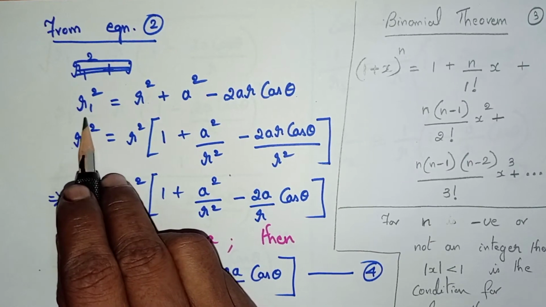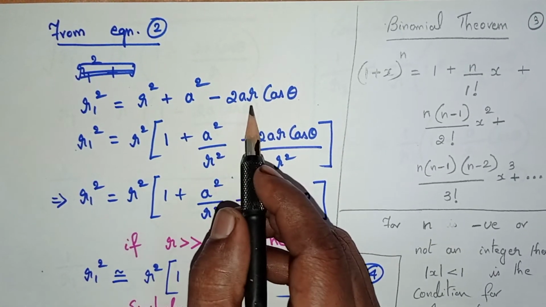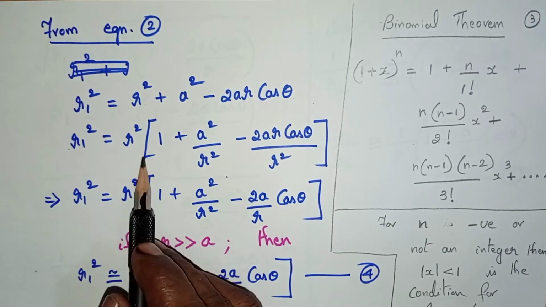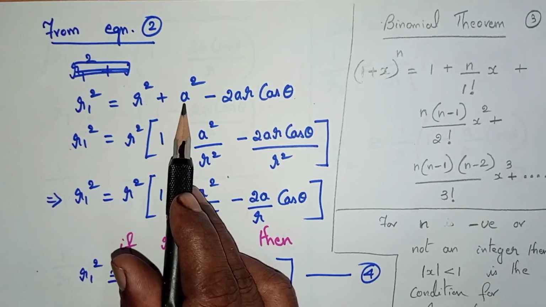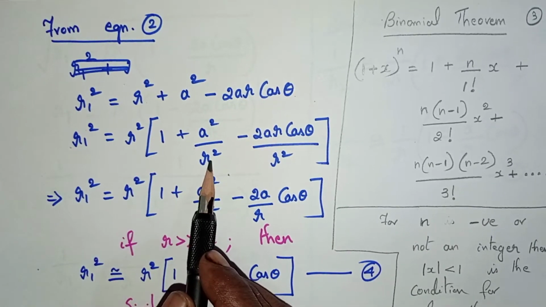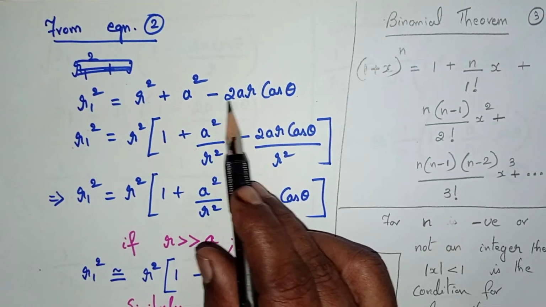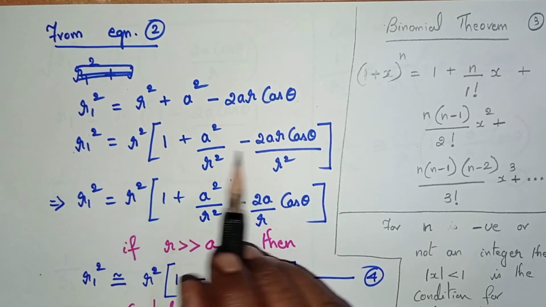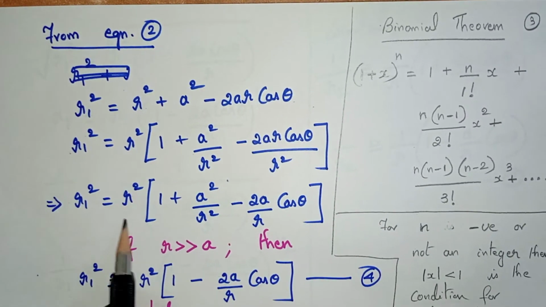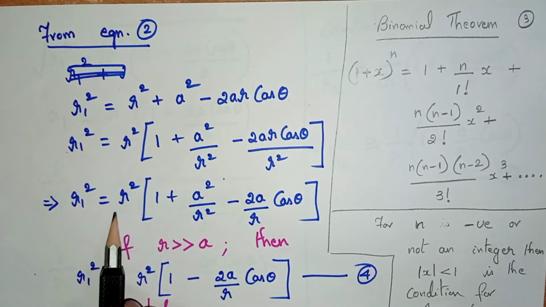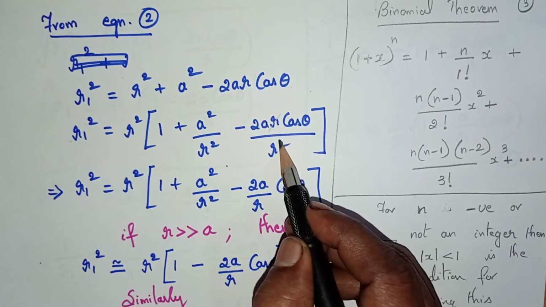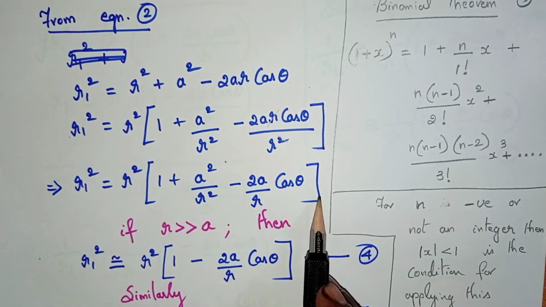Now from equation 2 we have r1 square is equal to r square plus a square minus 2ar cos theta. You pull out r square as a common term. So you will get r square into 1, the second term is written as a square by r square, and the last term will be minus 2ar cos theta by r square. If you multiply with r square, it gets cancelled. So r1 square is equal to r square into 1 plus a square by r square minus 2a by r cos theta.